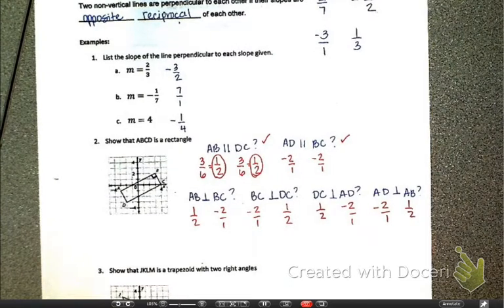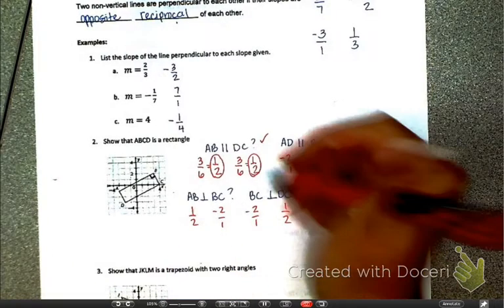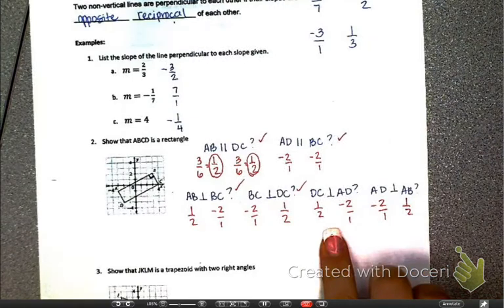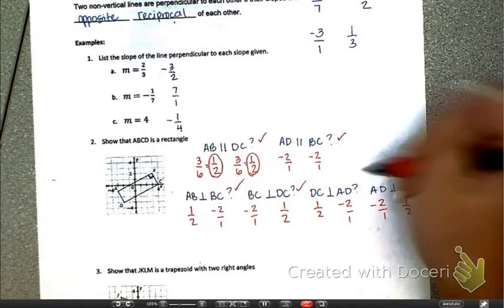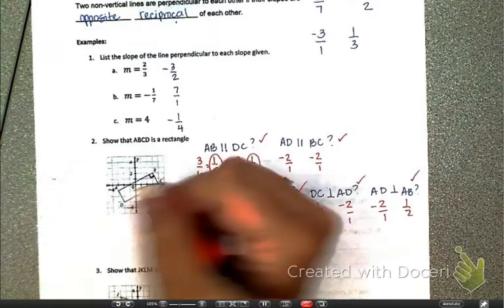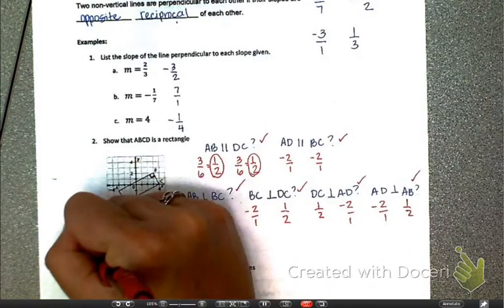And now I have to compare. Are these perpendicular slopes? Are they opposite reciprocals? Yes, yes, yes, and yes. So all of those are perpendicular, which tells you this figure is a rectangle.